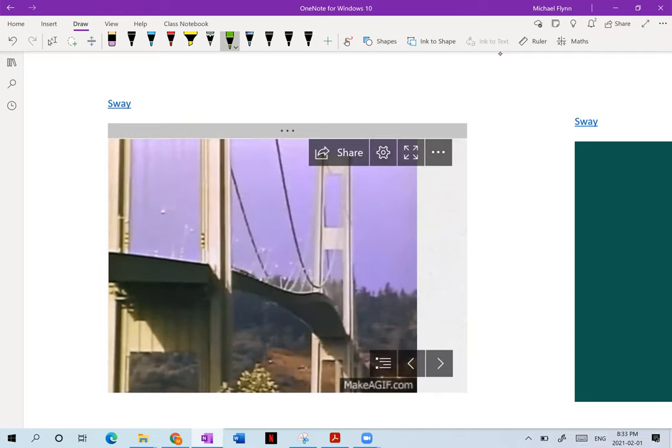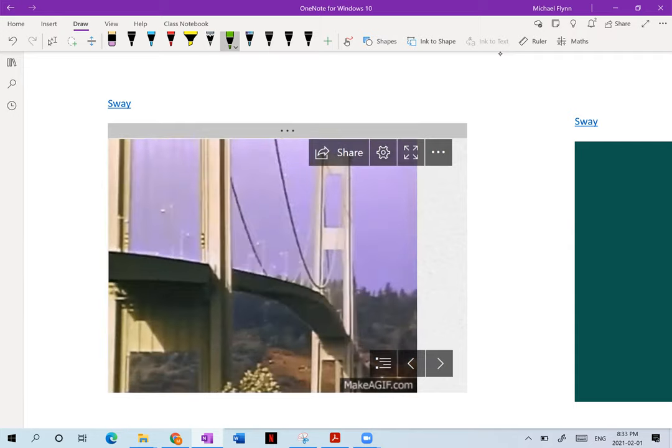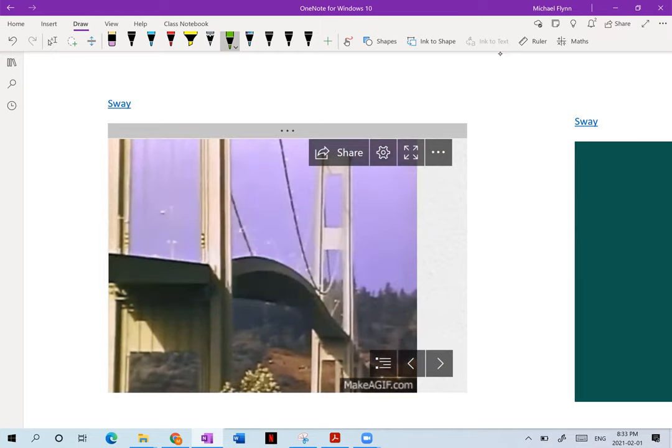But you can see the trees blowing in the wind. Nothing too strong, not like hurricane force winds. But that is an interference pattern. What you're seeing is standing waves, super crest, super trough. And there's a node, okay? I'll show you where the node is.